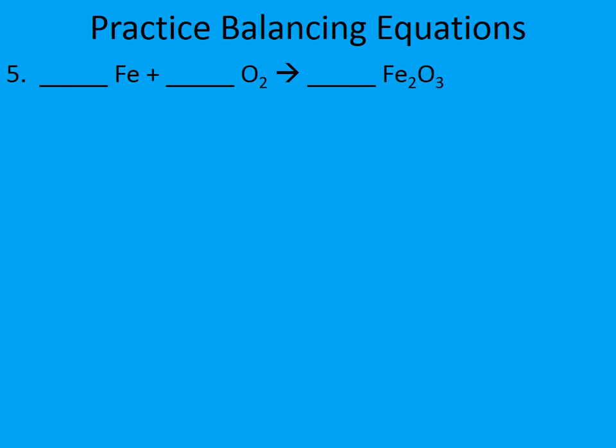Let's go through them. Number 5. Find the arrow, draw the line down. List the elements, Fe, which is iron, and oxygen. Let's list them in the same order. How many irons on the left side? 1. How many oxygens? 2. How many irons on the right? 2. How many oxygens? 3.